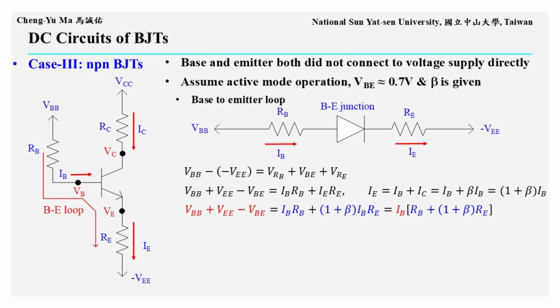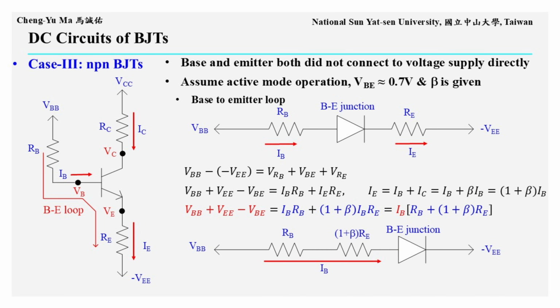Substituting IE equals 1 plus beta times IB into the loop equation gives VBB plus VEE minus VBE equals IB times RB plus 1 plus beta times IB times RE. After factoring out IB, the total resistor voltage equals IB multiplied by the quantity RB plus 1 plus beta times RE. In other words, when viewed from the base side, the emitter resistor behaves like a larger equivalent resistance equal to 1 plus beta times RE.